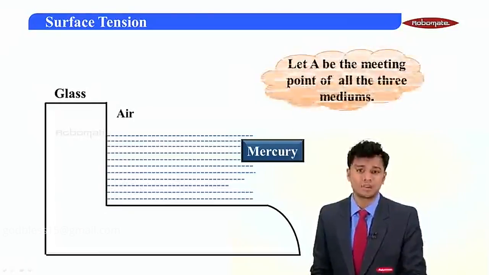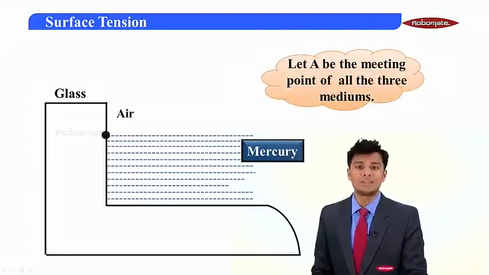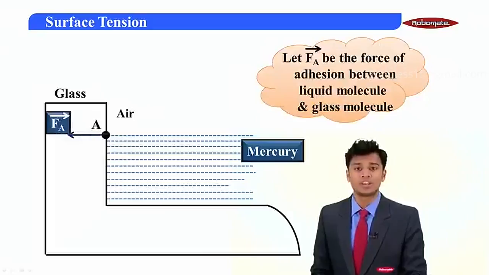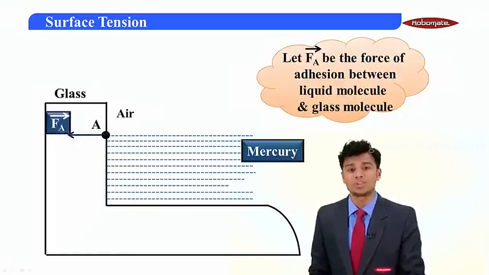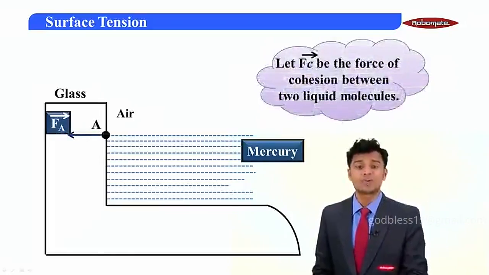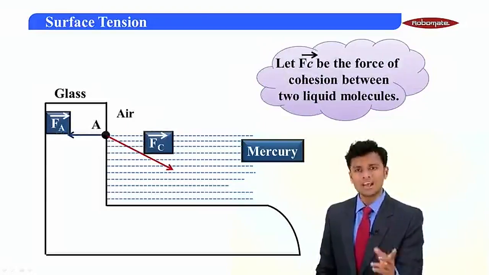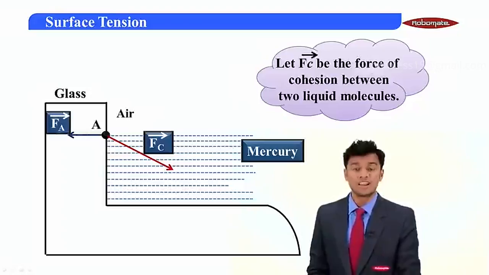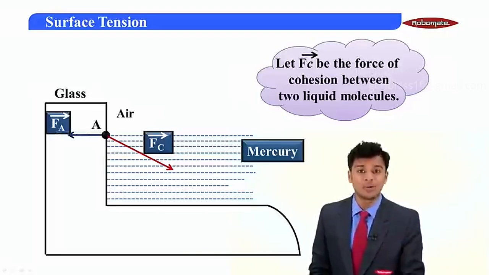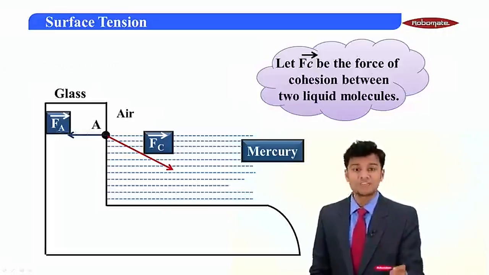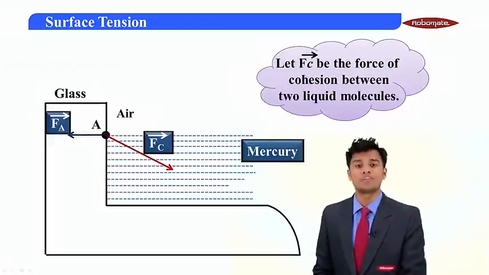Now, replacing water by mercury, this time I have three different media, that is glass, air and mercury. Again, let A be the meeting point of all three. Fa bar is the force of adhesion between the molecule and the glass molecules. Fc bar is the force of cohesion between the same molecule and the liquid molecules. If you observe the diagram, the length of the red colored arrow is more than the length of the blue colored arrow. That is, Fc bar is greater in magnitude than Fa bar.